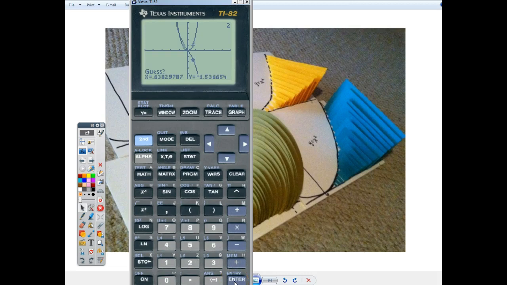Then it says, hey, tell me where you want me to find the 0. In other words, guess. So you have to move the cursor over next to the 0 you're looking for by tracing. That's the one I'm looking for. And then you hit enter. And then it tells you it's at -1, 3, which is what we knew, is at -1. Now, how do you find the second one on your TI? Repeat the whole thing over again from scratch.